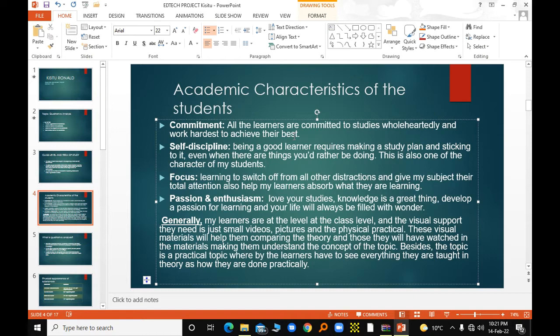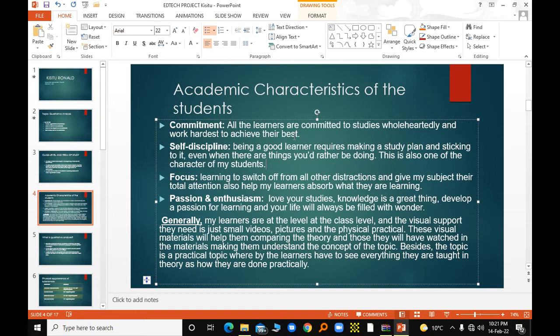Self-discipline, being a good learner, requires making a study plan and sticking to it, even when there are such things you would rather be doing. So this is also one of the characters of my students. They are self-disciplined, whereby I don't expect anyone to shout. I don't expect anyone to respond before my confirmation or before I accept him or her.